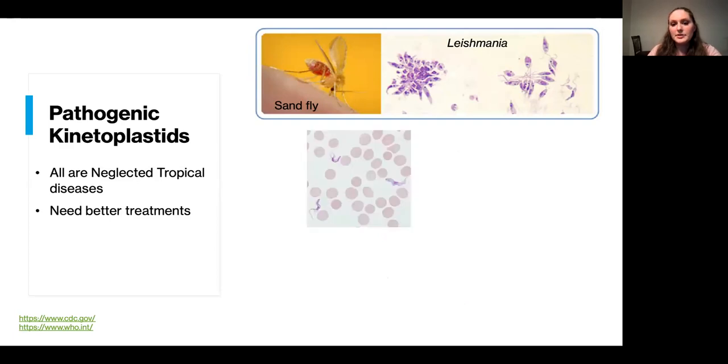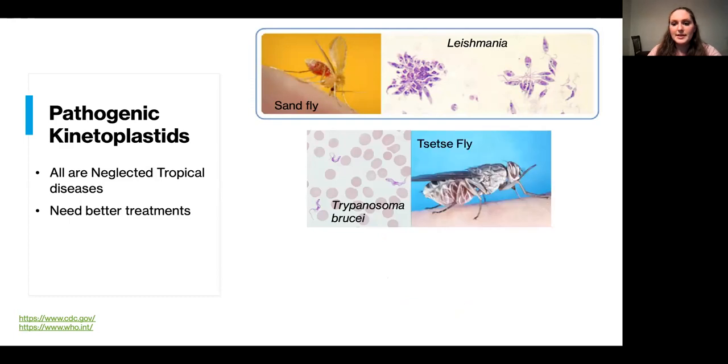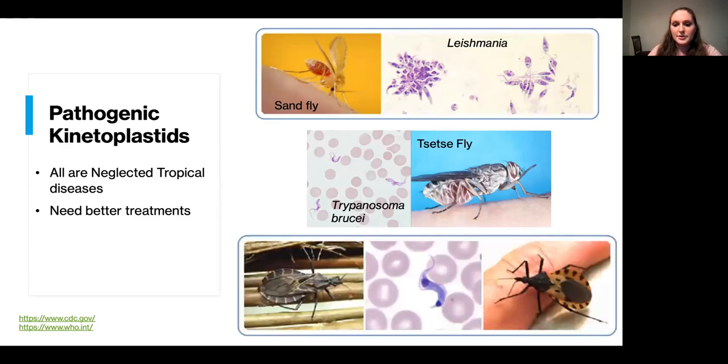It is also very closely related to Trypanosoma brucei, which is spread by the tsetse fly and causes African sleeping sickness. It is also very closely related to Trypanosoma cruzi, which is spread by the triatomine bug and causes Chagas disease. All three of these diseases are classified as neglected tropical diseases by the World Health Organization, which means we need better treatments for them.